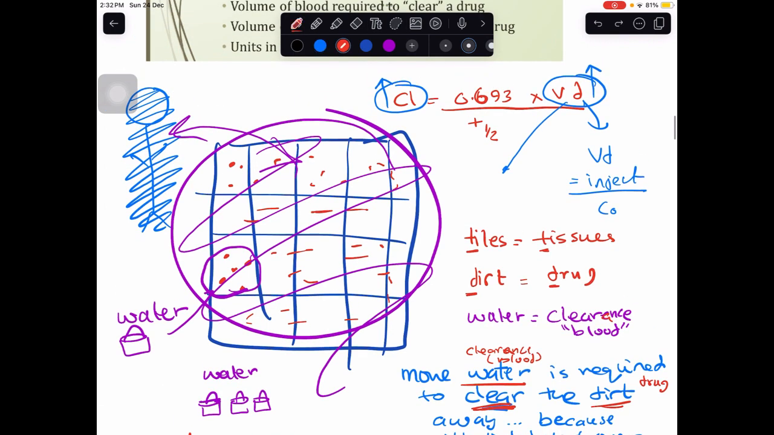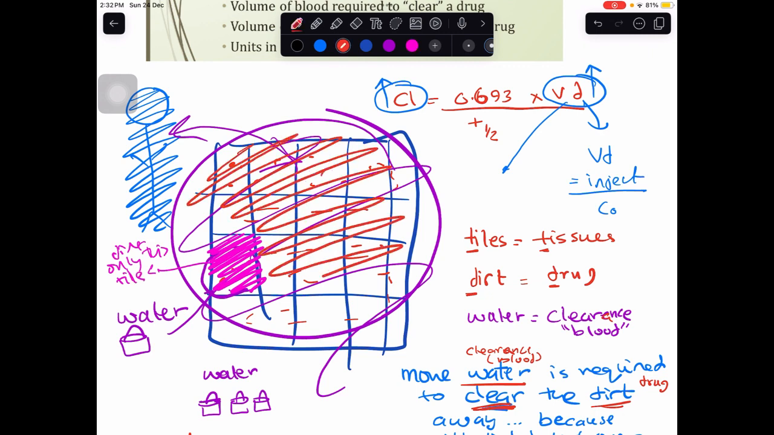If, in the first example, which is this one right here, the dirt was only on this tile, compared to the other one, this means that the VD is low. So I require only one bucket of water, or a low amount of blood, to clear it away. Do you understand here the idea of the clearance and the VD?